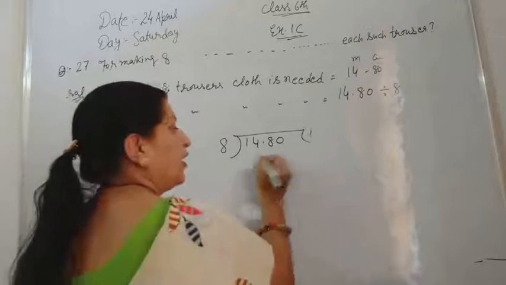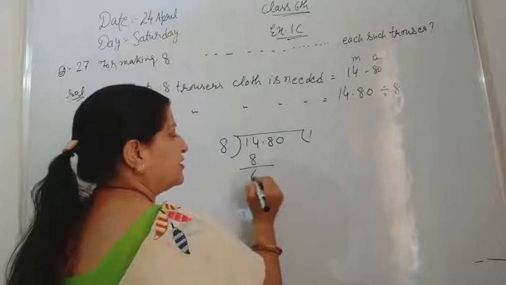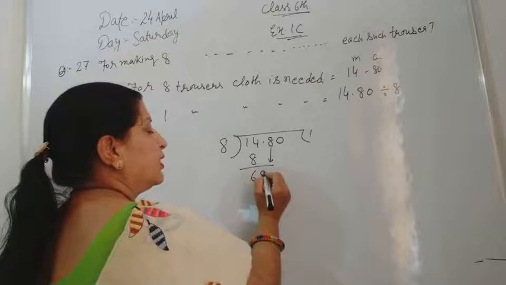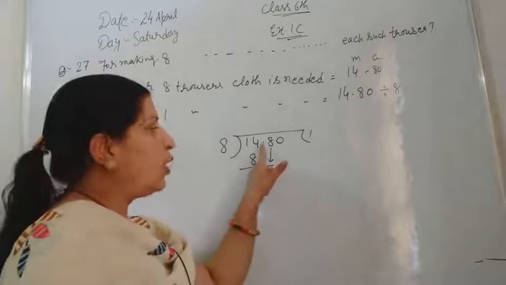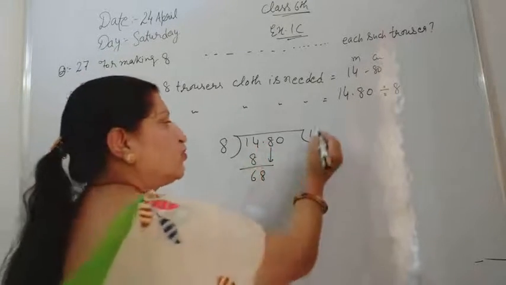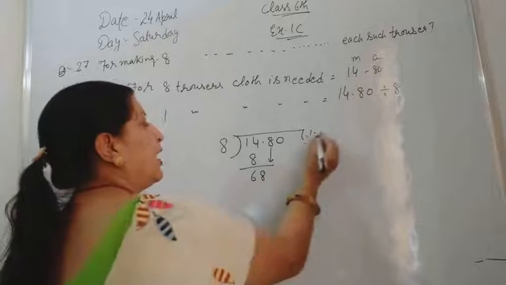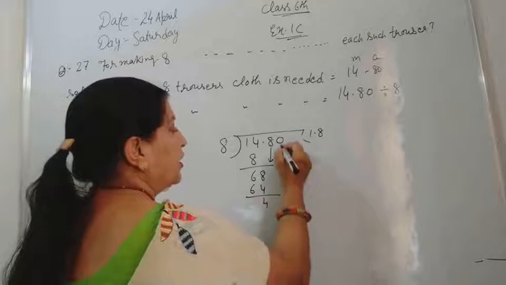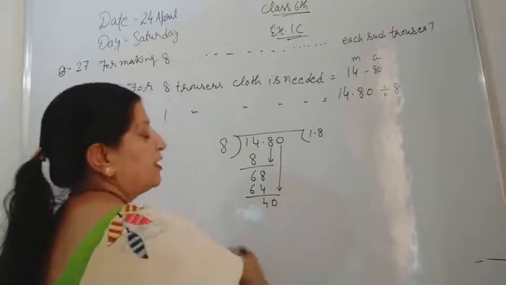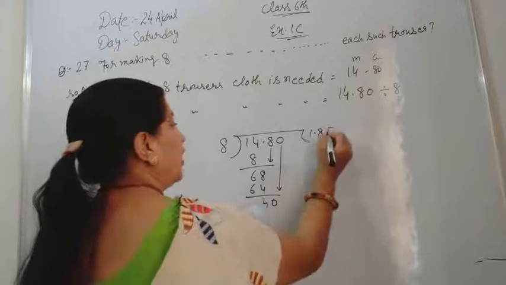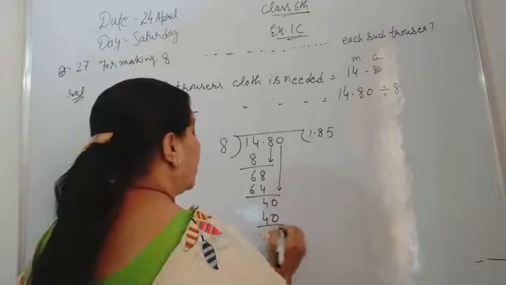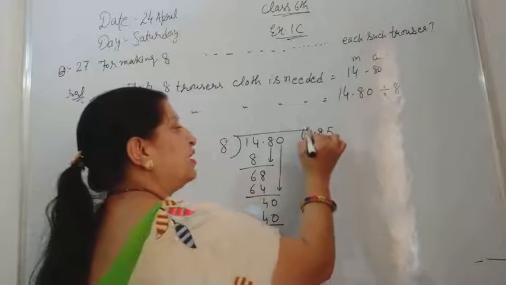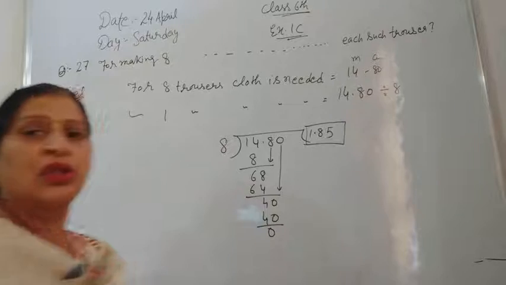8 1s are 8. Now the remainder is 6. Now this number comes down and here the number becomes 68. Now this number is after the point, so we put here a decimal, and 8 8s are 64. Then 4 is the remainder. Now we bring another number, that is 0. Now 8 5s are 40 and our remainder becomes 0. So it means that for 1 trouser we need this cloth.